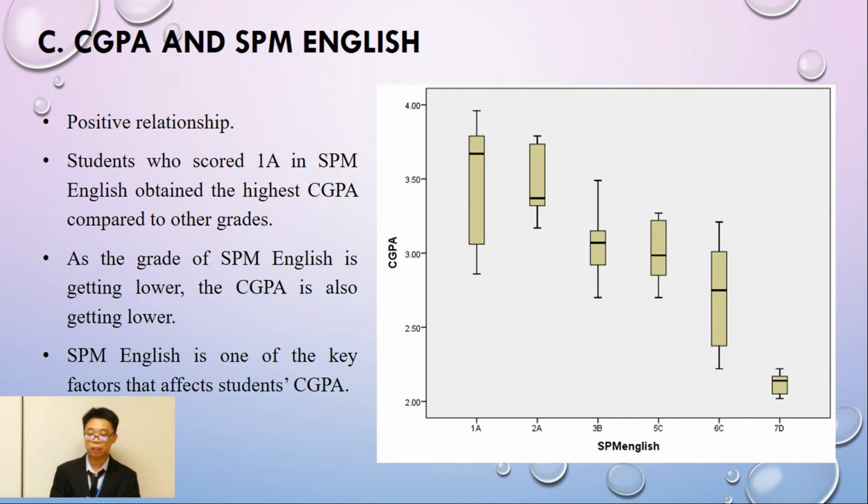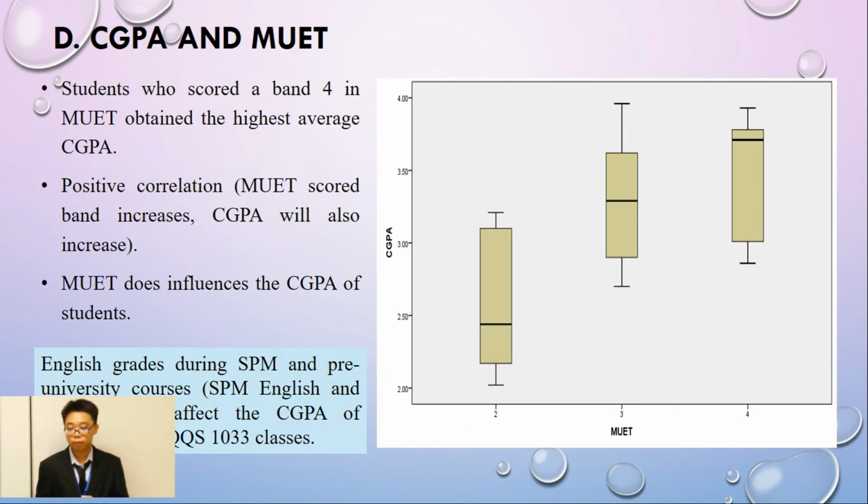So SPM English is considered as one of the key factors that affect the CGPA, since as you can see, there's a positive relationship between these two variables. So next, we shall proceed to CGPA and MUET.